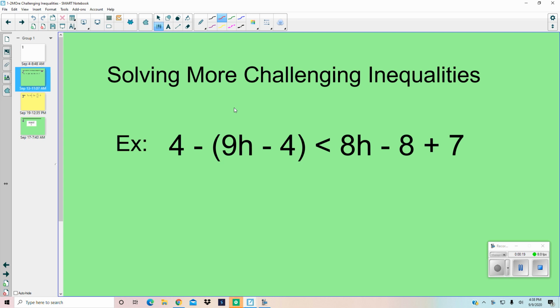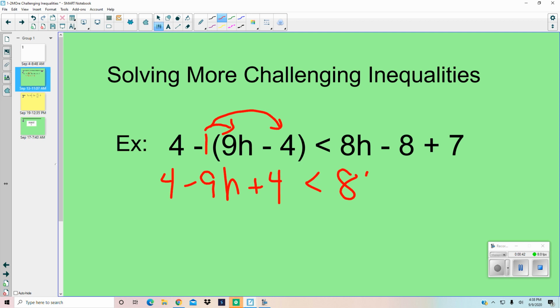All right, so for example, here we have parentheses on the left-hand side. We have like terms on the right-hand side. So what I might start out by doing is putting a -1 in there and getting rid of those parentheses by multiplying. So I would have 4 minus 9h plus 4. And then I can combine the -8 and 7, giving me -1. Then rewriting the left-hand side and combining the 4s.